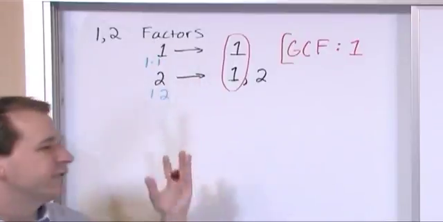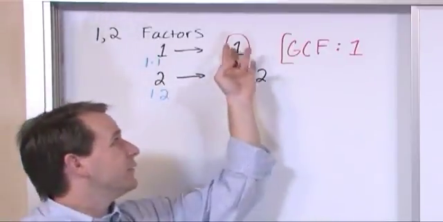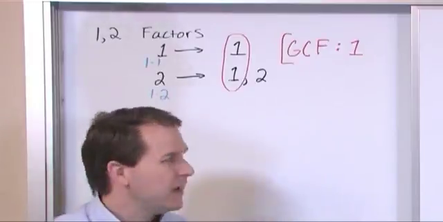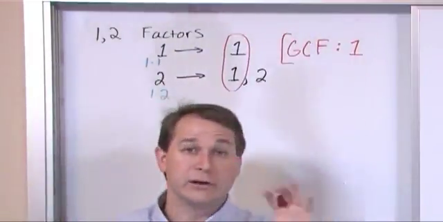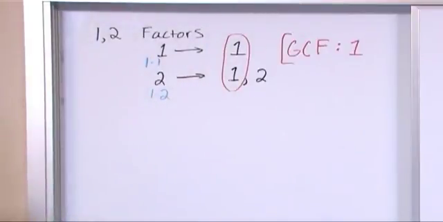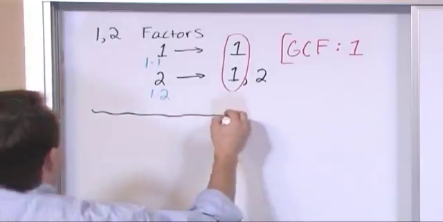Of course, this is such a simple problem, there's only one factor in the top list, so it's not really too much thinking you have to do. But as the lists get longer and longer, you're going to be looking for the largest factor common to both of them. Okay, let's go ahead and do another one. We'll get the hang of this by doing examples.